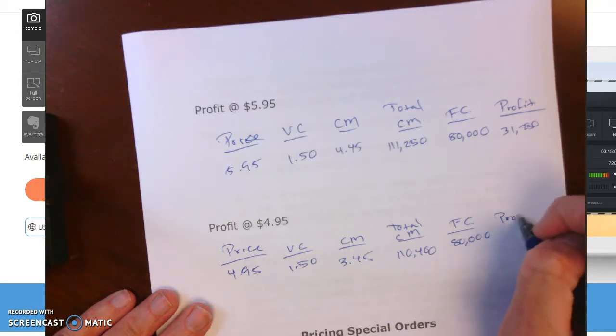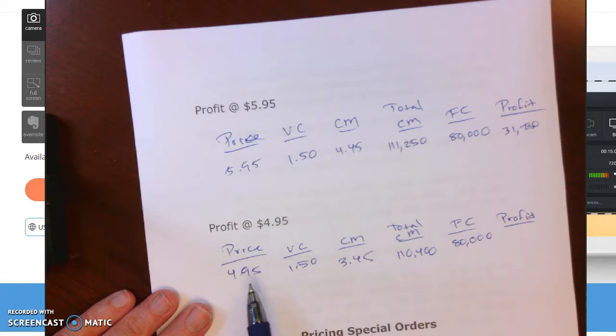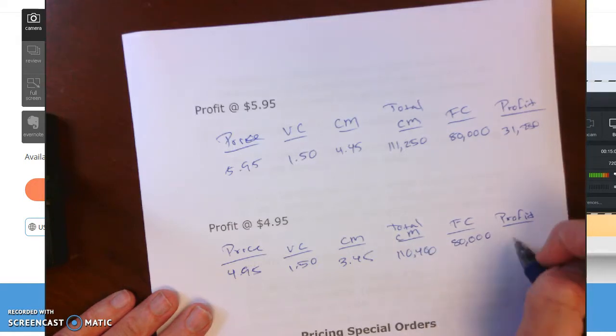Gives us a profit. So again, I'm taking $4.95 minus $1.50 gives me $3.45. $3.45 times the quantity demanded listed on the prior page of 32,000 gives me $110,400. $110,400, which is my CM, minus my fixed costs, gives me my profit of $30,400.